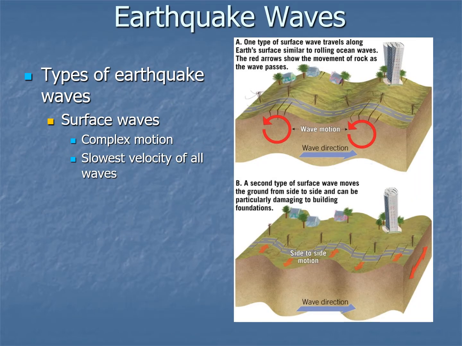So here are some static drawings of what the Rayleigh waves do. Of course, the drawings are exaggerated. The waves aren't going to be that big, but they give you an idea of what's happening at the ground surface as your Rayleigh wave comes through. That's your top drawing. And as your love wave comes through, which is your bottom drawing.